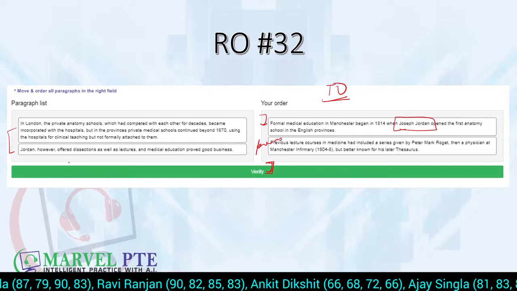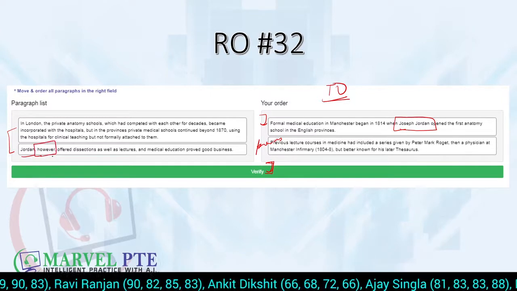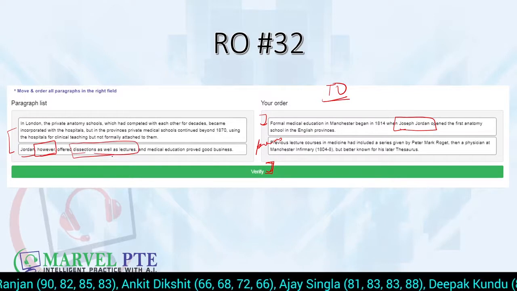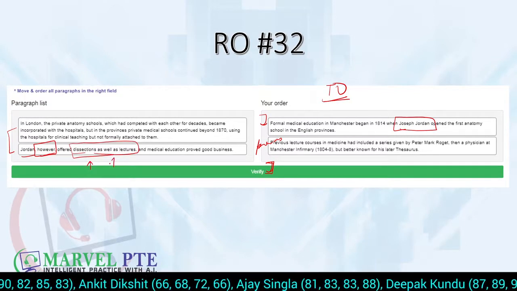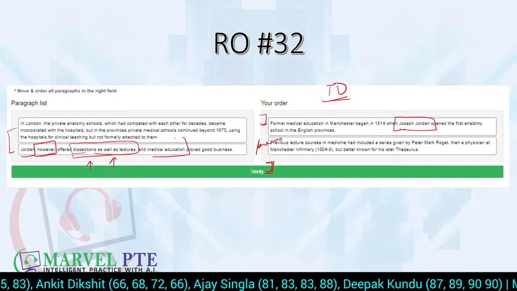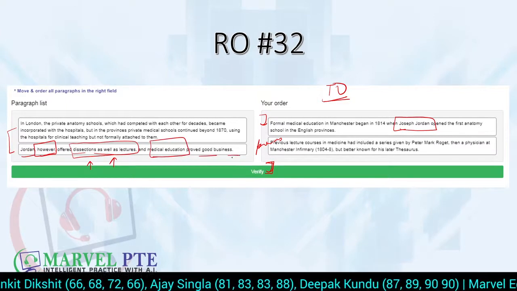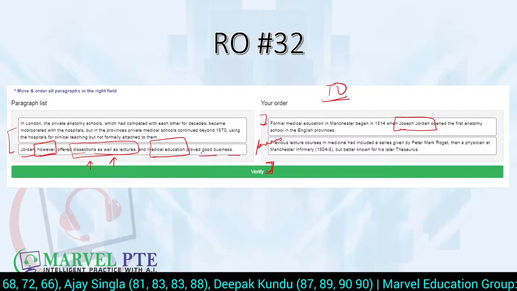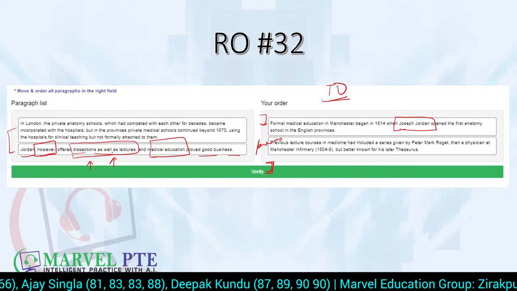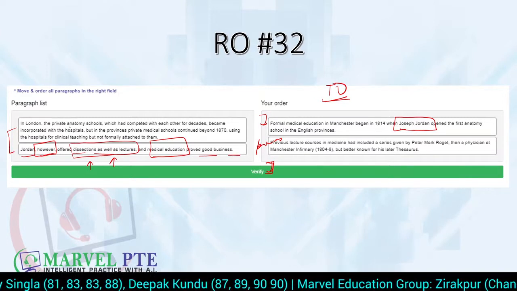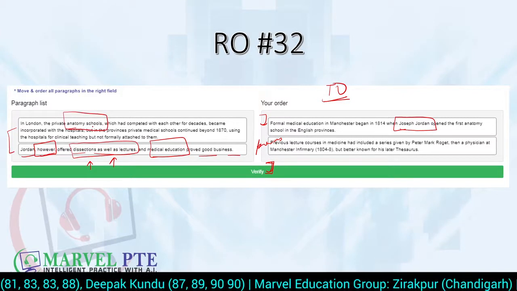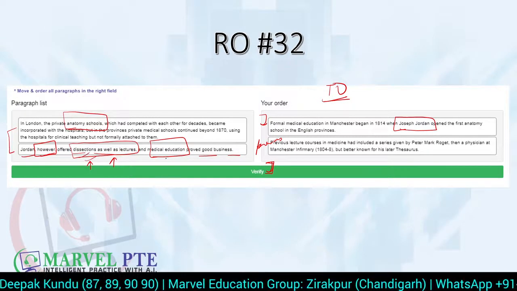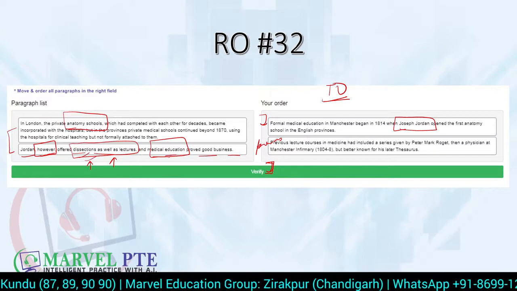बात ही होगी. जॉर्डन हाउएवर, क्योंकि कंट्रास्ट यूज हो रहा है. Offer dissections as well as lectures. Dissections भी हो रही हैं और lectures भी दे रहा है. And medical education proved good business. And medical education एक अच्छा business prove हुआ. अब another reason क्यों ये पहले होगा, इस पे आप देखिए यहाँ पे dissections anatomy schools क्या होते हैं, dissections जहाँ पे होती हैं. ओके राइट, लेक्चर्स की बात भी हो रही है, dissections की बात भी हो रही है और मेडिकल एजुकेशन की भी बात हो रही है.